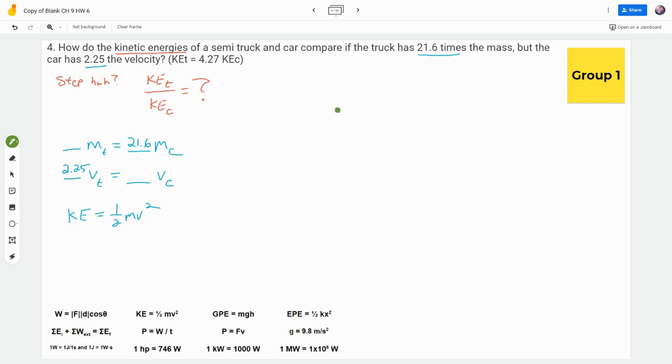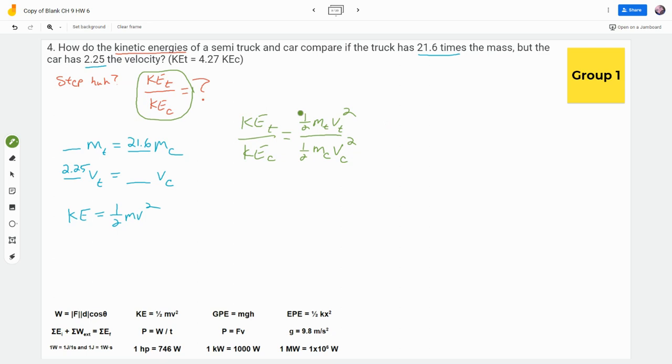So what do we do next? Write this. This is what we're looking for. We're going to use this idea to make a math problem that we can solve. So KE sub T over KE sub C is equal to something over something. Make the top something equal to the top thing. So kinetic energy of the truck is going to be 1/2 mass of the truck, velocity of the truck squared. Kinetic energy of the car, 1/2 mass of the car times velocity of the car squared.